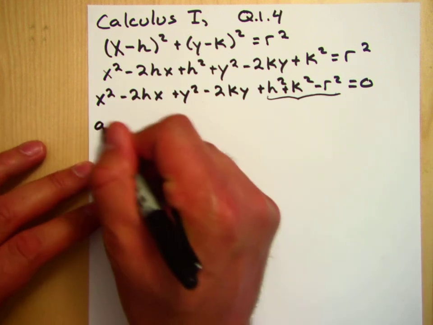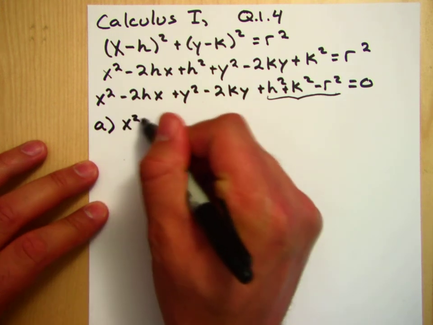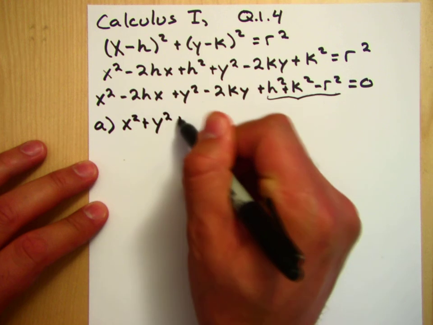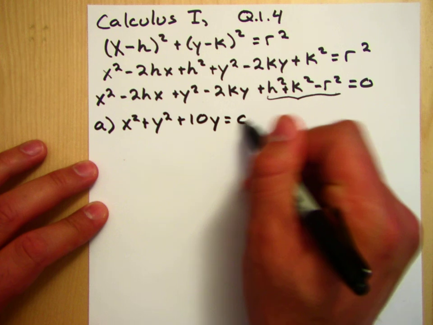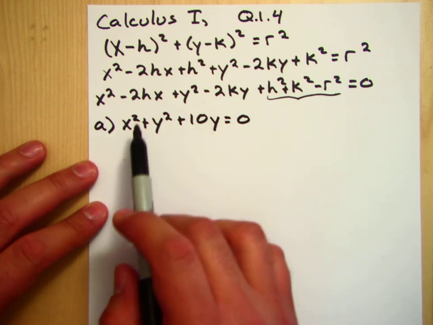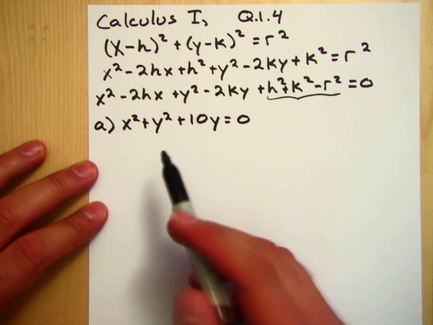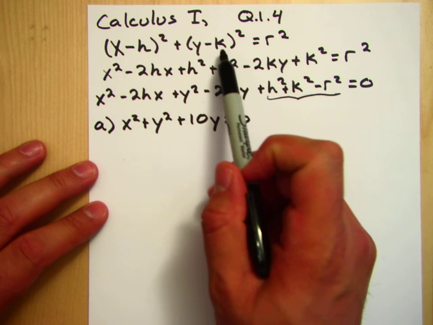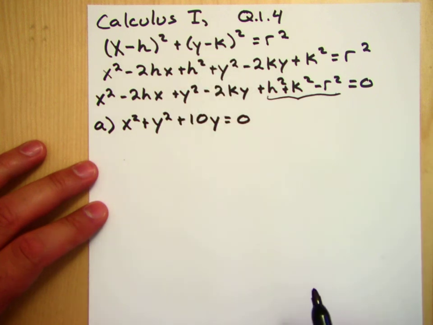Now let's start with part A. Equation A is x squared plus y squared plus 10y is equal to 0. Well, we can see we have some of those components, some of those elements here in this equation. What are we missing? Well, to fix this and to undistribute this into this form, we're going to need to complete the square.